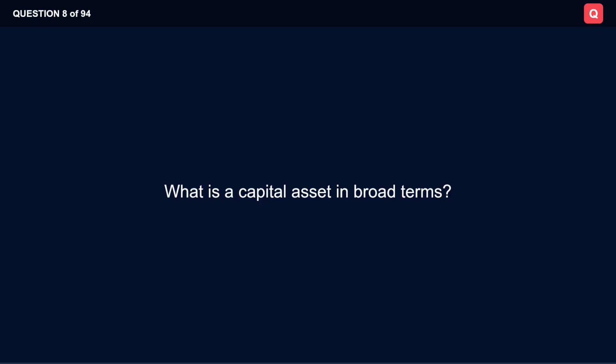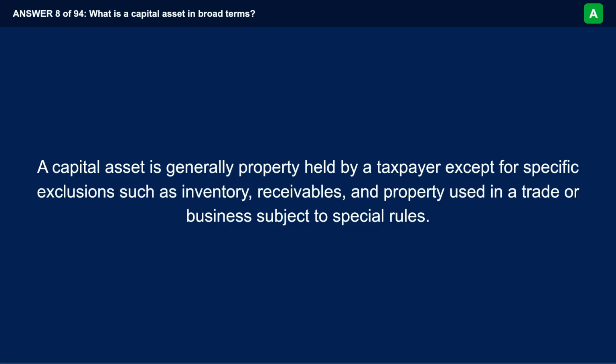What is a capital asset in broad terms? A capital asset is generally property held by a taxpayer, except for specific exclusions such as inventory, receivables, and property used in a trade or business subject to special rules.